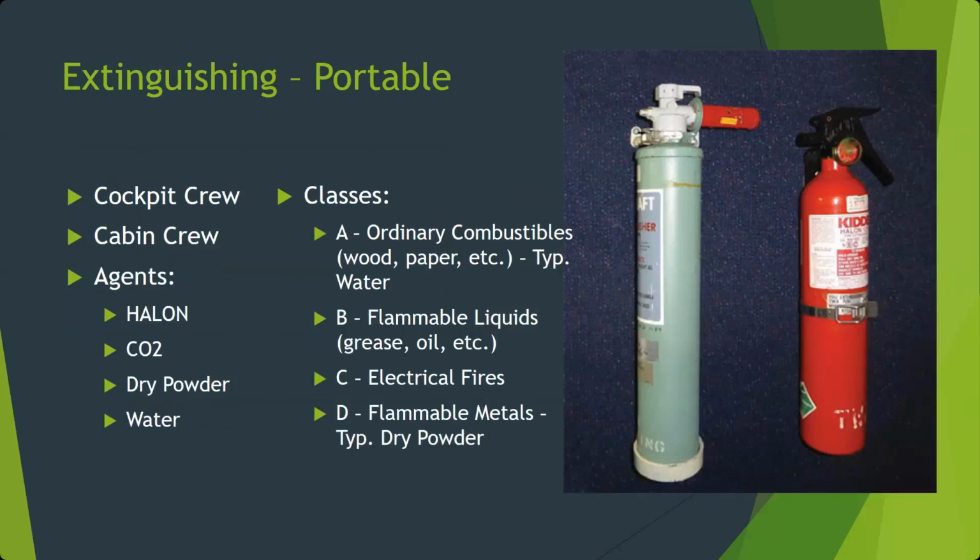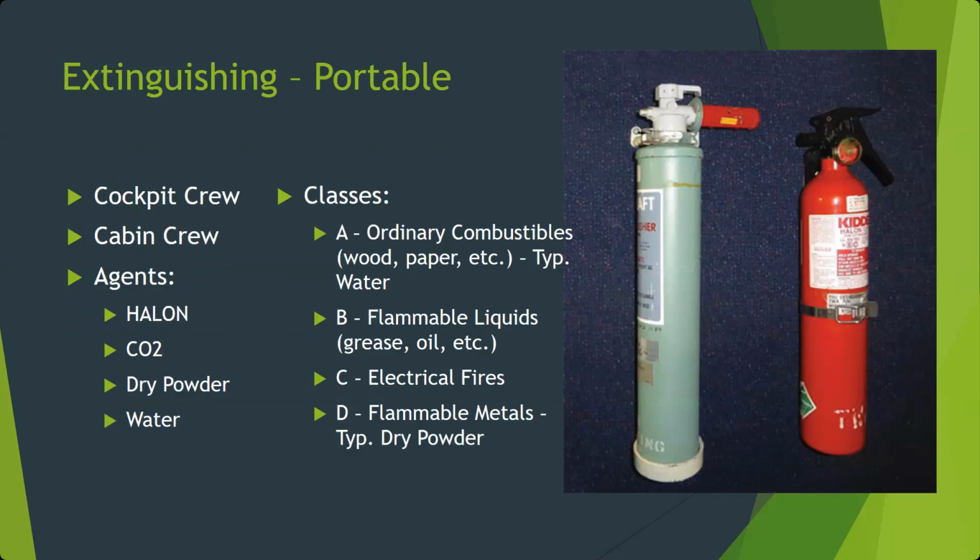So we have both portable and fixed fire extinguishing equipment. In the cabin is where the portable stuff is. So cockpit crew and cabin crew can use these. And you'll have different versions. You'll have halon, CO2, occasionally dry powder, and typically water. And they're classes. You've probably seen these on other fire extinguishers around. Class A is your ordinary combustibles, things like wood, paper, etc. And water works really well on Class A. Dry powder works well on Class A.